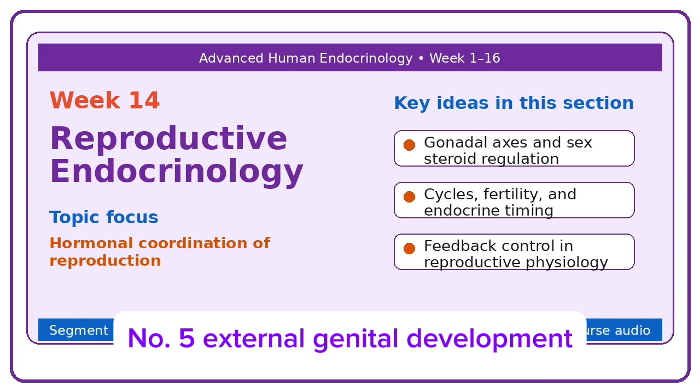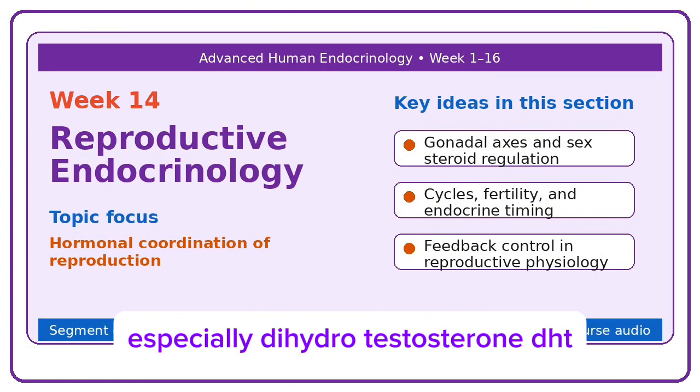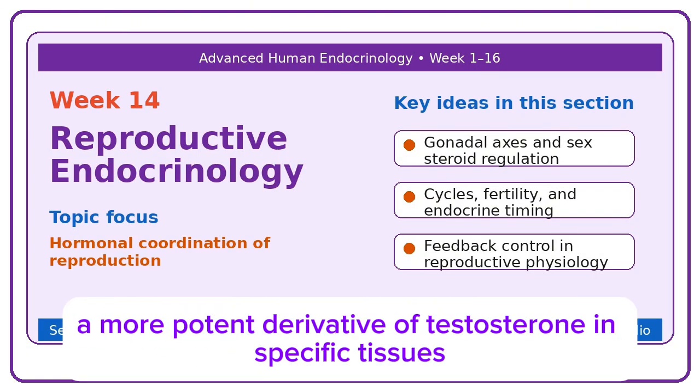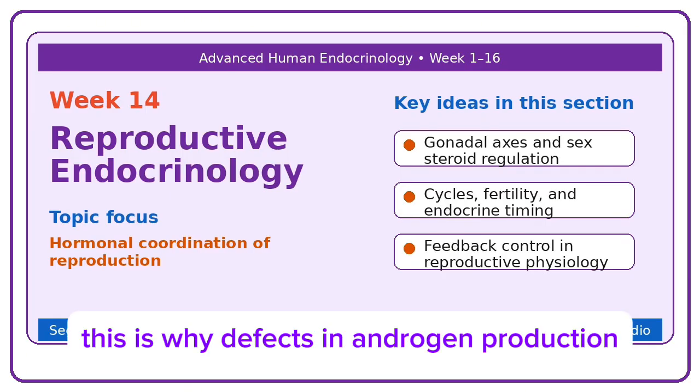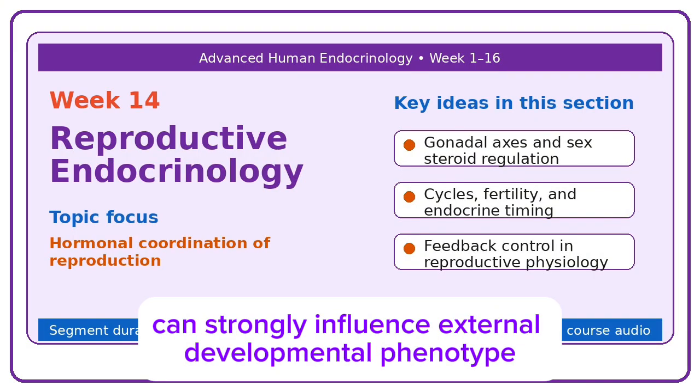Number 5. External genital development. External genital development depends strongly on androgen signaling, especially dihydrotestosterone, DHT, a more potent derivative of testosterone in specific tissues. This is why defects in androgen production, androgen conversion, or androgen receptor action can strongly influence external developmental phenotype.